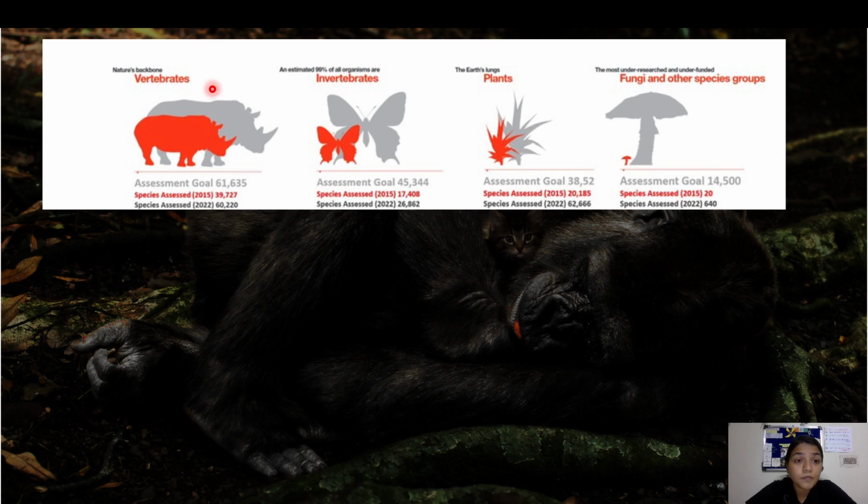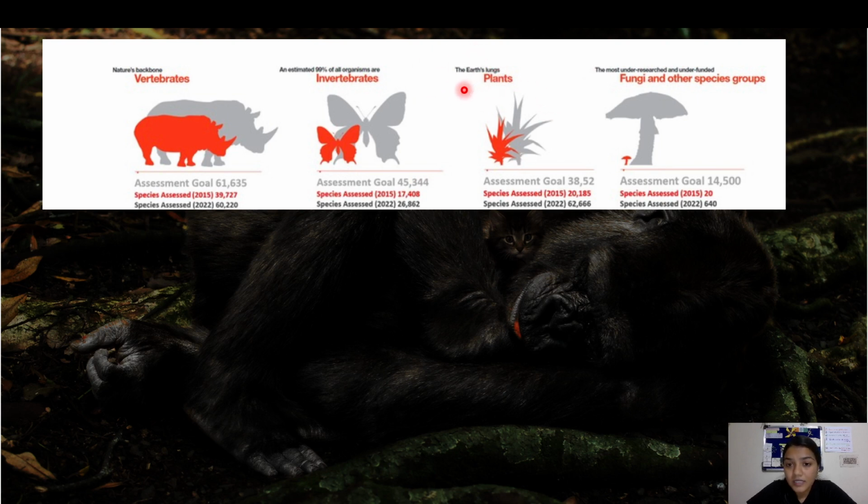What have they given? Vertebrates, right? For example, for all the vertebrates, their assessment goal is 61,635. Species assessed till 2022 is 60,220. So that means that by the end of 2022, total assessed species are 60,220. Then invertebrates. So for invertebrates, species assessed is 26,862. Their goal is 45,344.